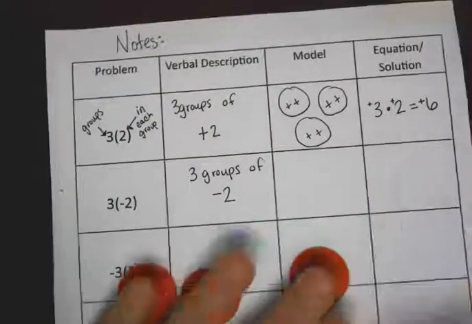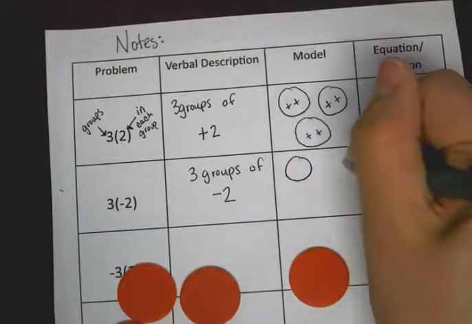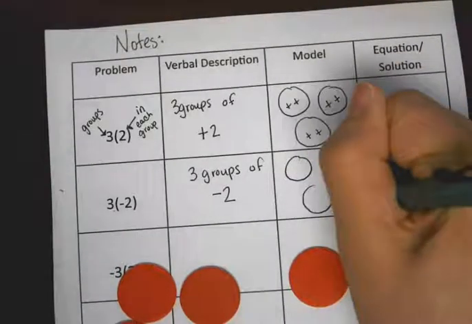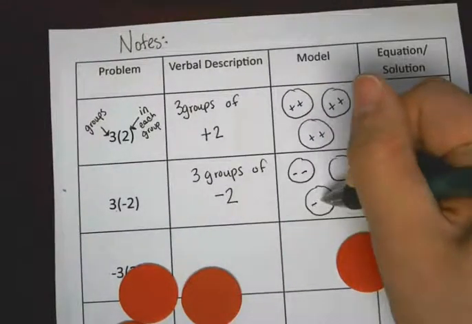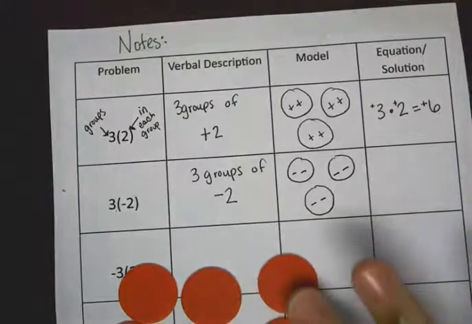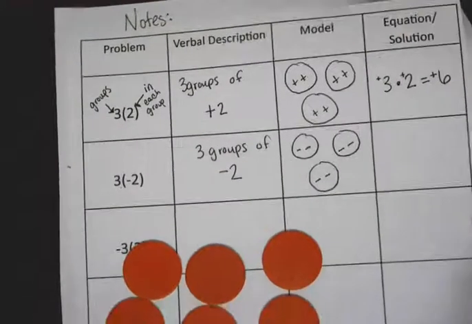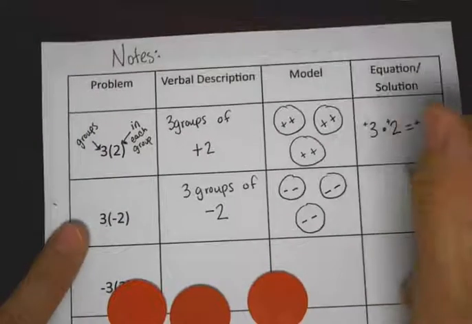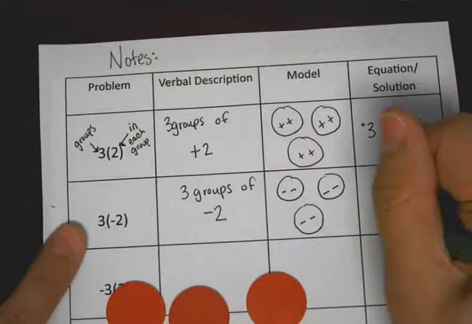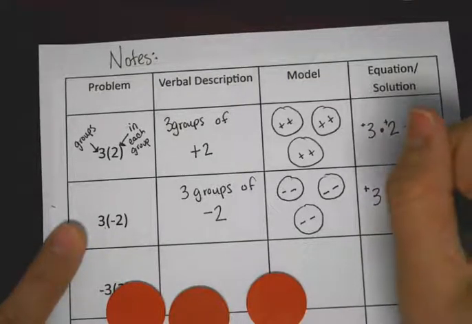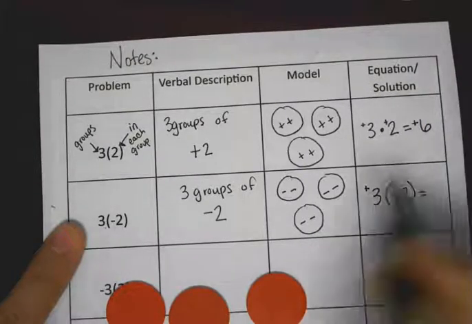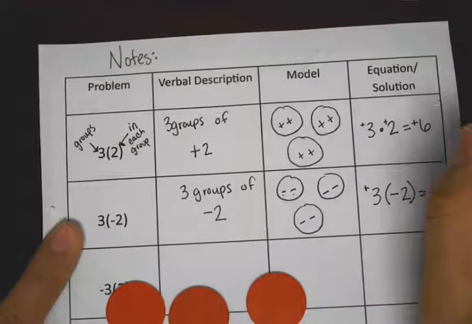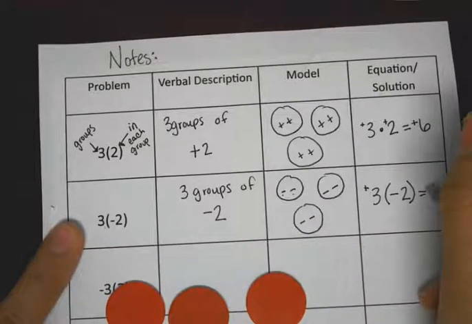To model that, I would still start with my 3 groups. But this time, instead of positives, I know in each group I have negatives, which gives me a total of 2, 4, 6 negatives. To record my equation, or my solution, I would write 3, which is invisible math positive, that's positive 3, times -2, and that was equal to 6, but this time they're not positives, they are negatives.